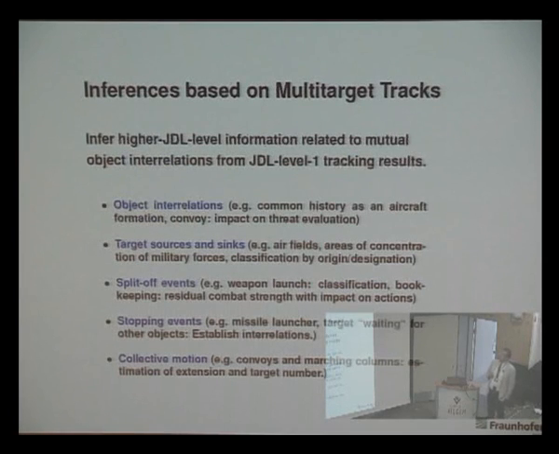Another class of inferences that can be drawn from multiple target tracks are related to mutual inter-object relations. For example, it's relevant at a higher level, at the threat evaluation level, to know if there's really an aircraft formation or convoy there. This has impact on threat evaluation. It's important to localize target sources and target sinks. Split-off events are important. For example, if a weapon is launched from an aircraft, you can use this information to classify this aircraft as one which is able to launch weapons, and you can even do a type of bookkeeping, giving you the possibility to estimate the residual combat strength, which has impact on action. That means it has impact on higher level fusion. Stopping events we already addressed, and collective motion.